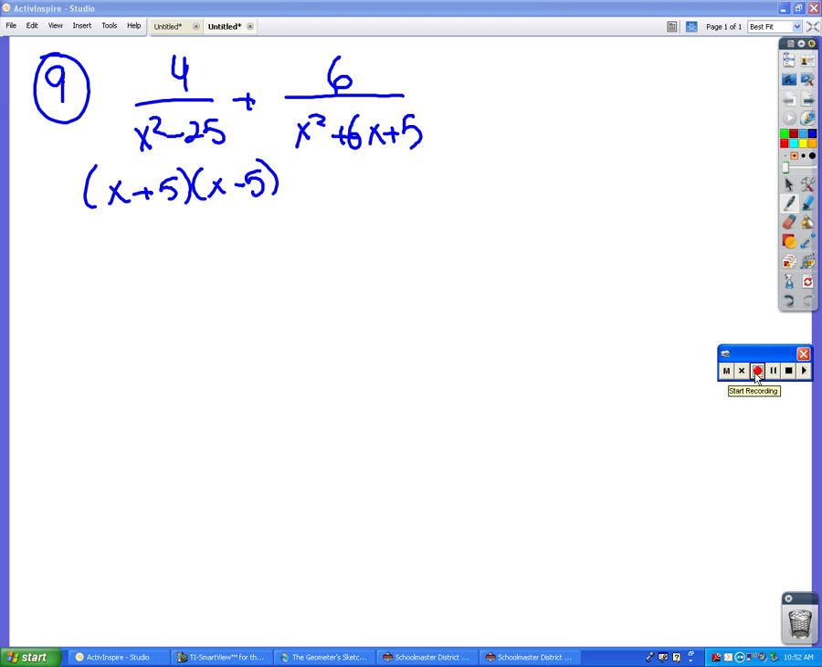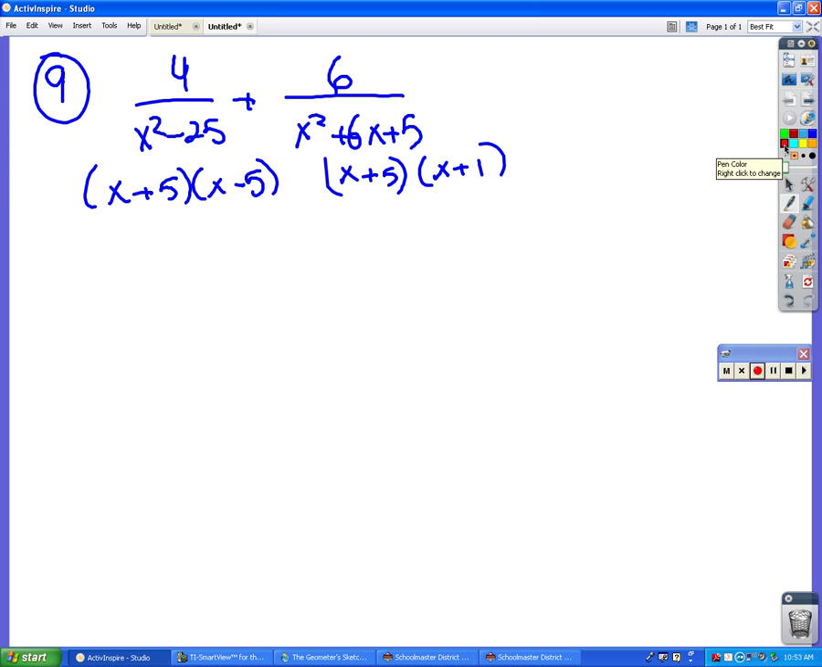All right, so you take the bottom of the fraction on the left and factor it into x plus 5, x minus 5. What does the one on the right factor into? X plus 5 and x plus 1. Awesome. So now we need to tack some things on there in order to make the denominators the same.